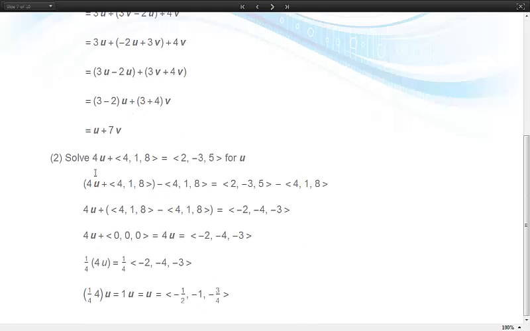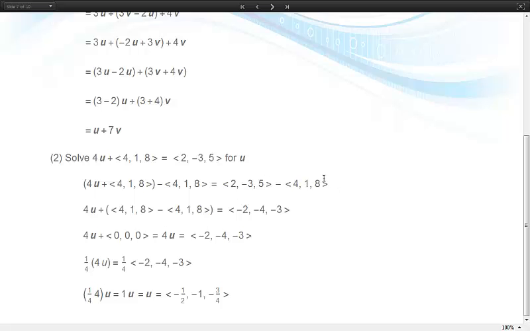Another example, we can solve the vector equation 4 times u plus the vector 4, 1, 8 equals a different vector 2, minus 3, 5 for the vector u using my properties of scalar arithmetic. For example, I can subtract the vector 4, 1, 8 from both sides by substitution of equal things. So the quantity 4u plus the vector 4, 1, 8, if I take that quantity and subtract 4, 1, 8, that's the same as taking the other side, 2, minus 3, 5, and subtracting 4, 1, 8.